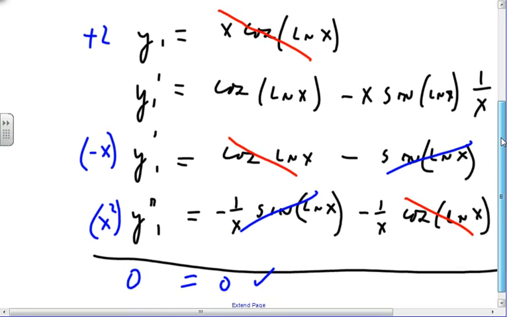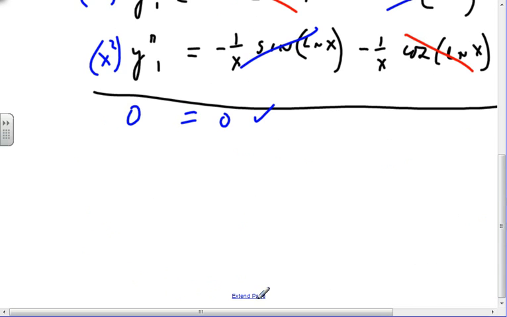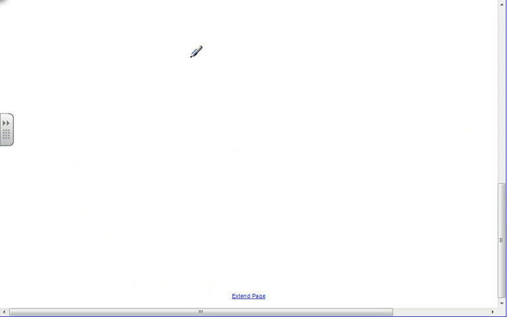Okay, cooking with gas. Now we've got the other one to do, and the other part says y2 is equal to x. At least we're not doing hyperbolic sines or hyperbolic cosines yet, right? You see any in the book yet?